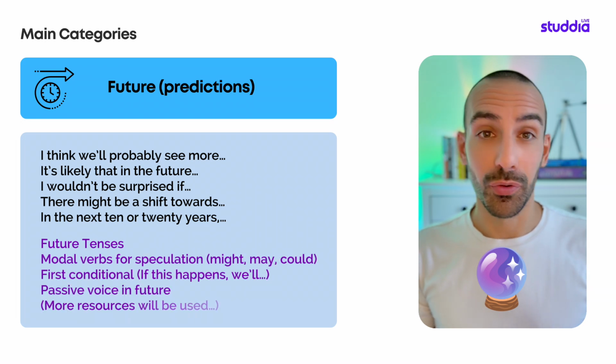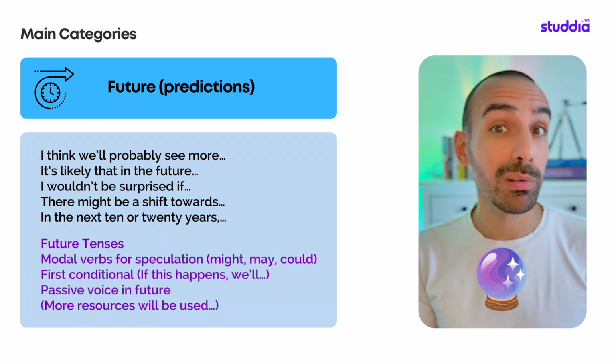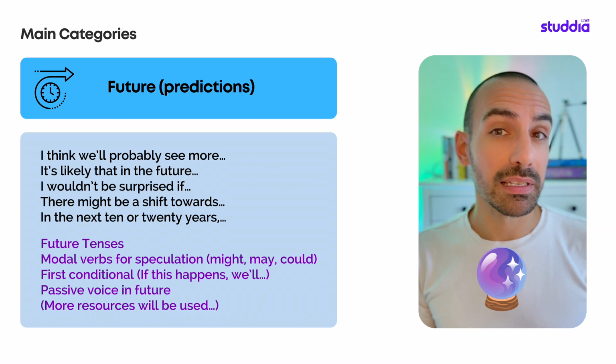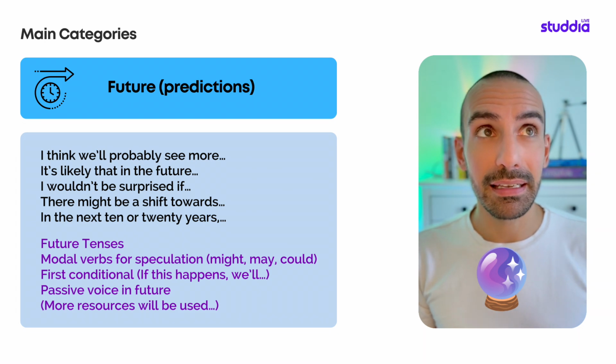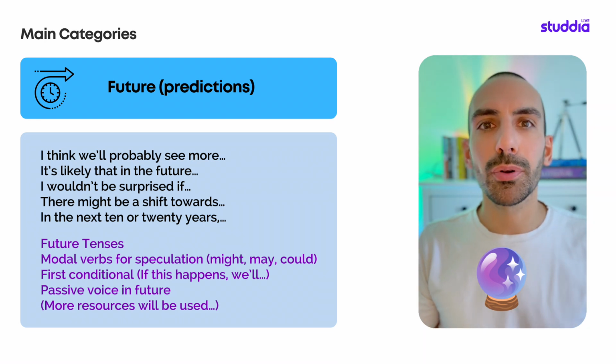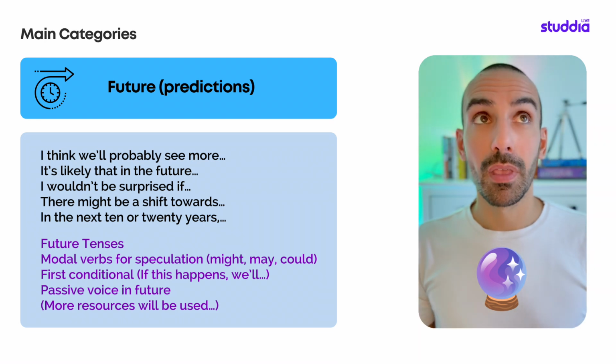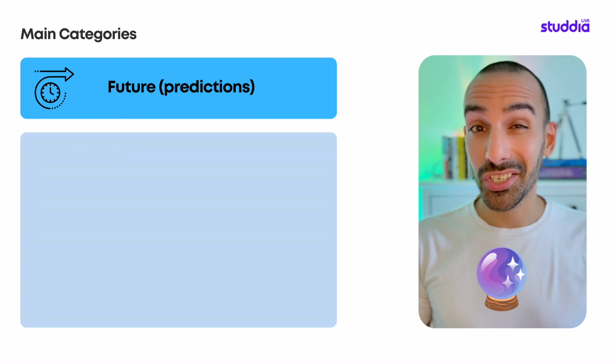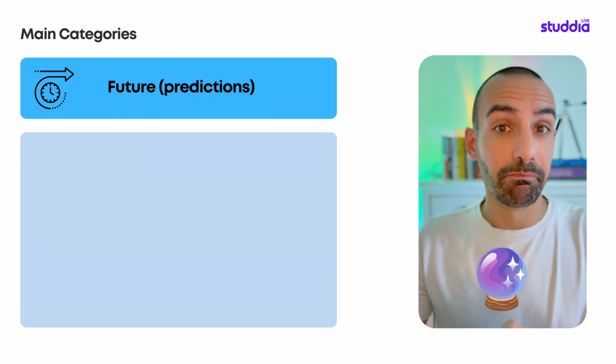So, future tenses, modal verbs, expressions like, I think it's likely that, or we will most probably see, or there might be a shift towards whatever.